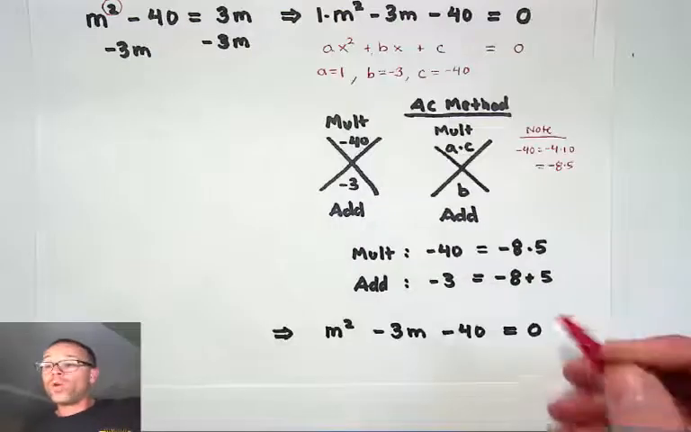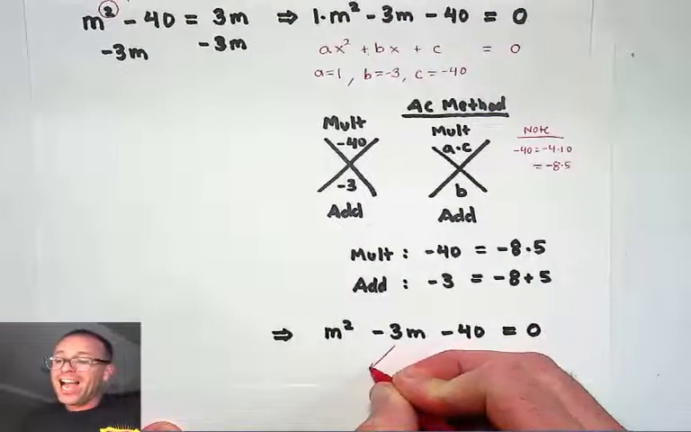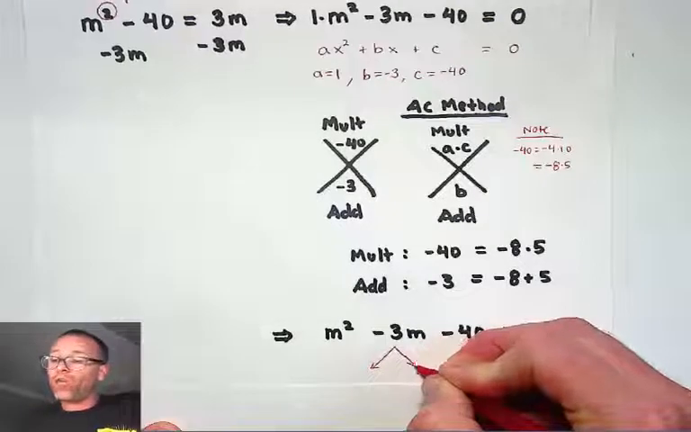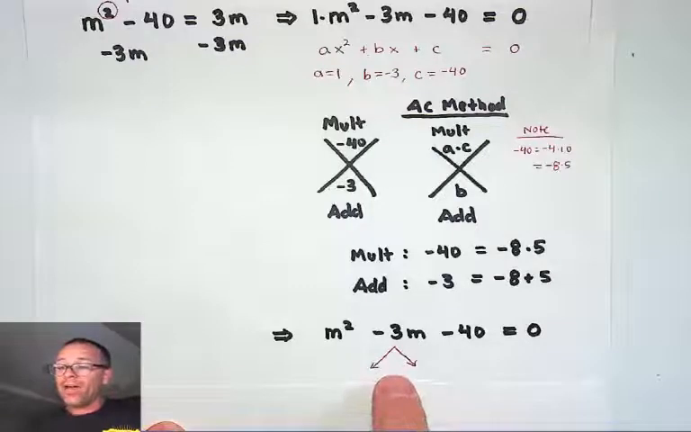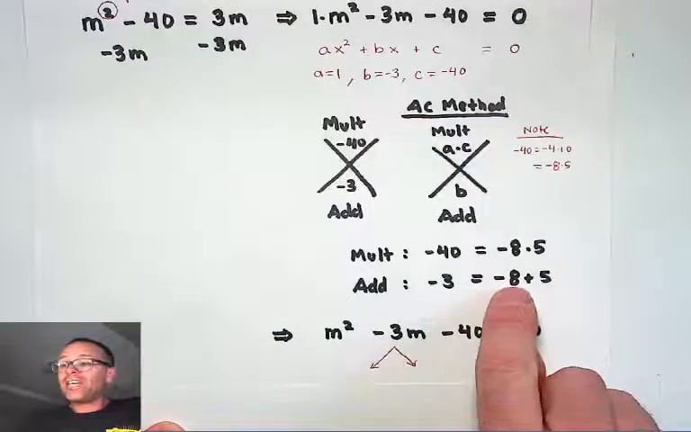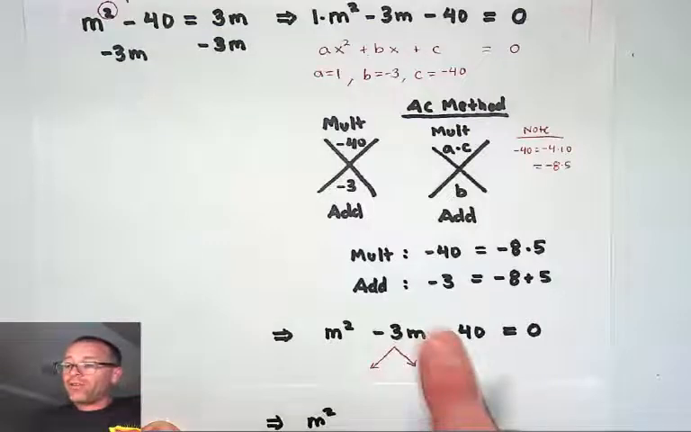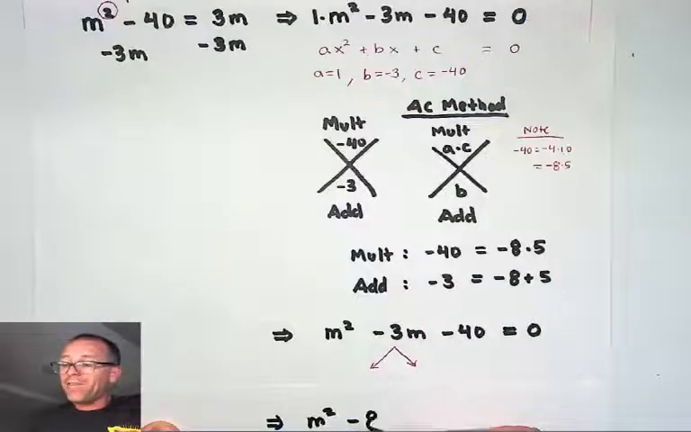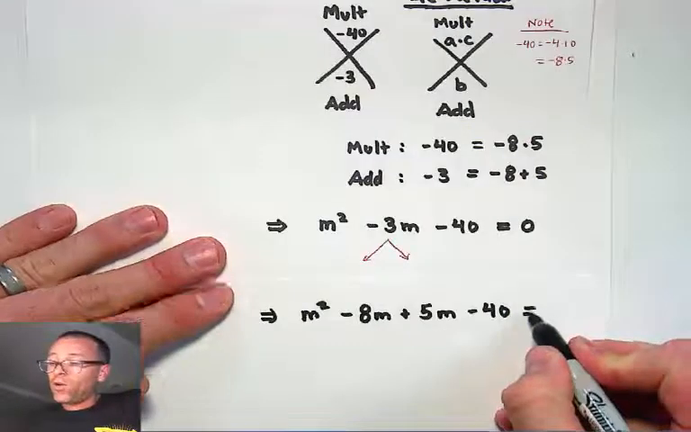You might be wondering what we're doing here. The whole idea of the AC method is to actually undo something that we called before combining like terms. In particular, this middle term, which was negative 3, we're going to now split into these two terms. Here we write m squared, negative 3m, which is going to be negative 8m plus 5m minus 40 equals 0.